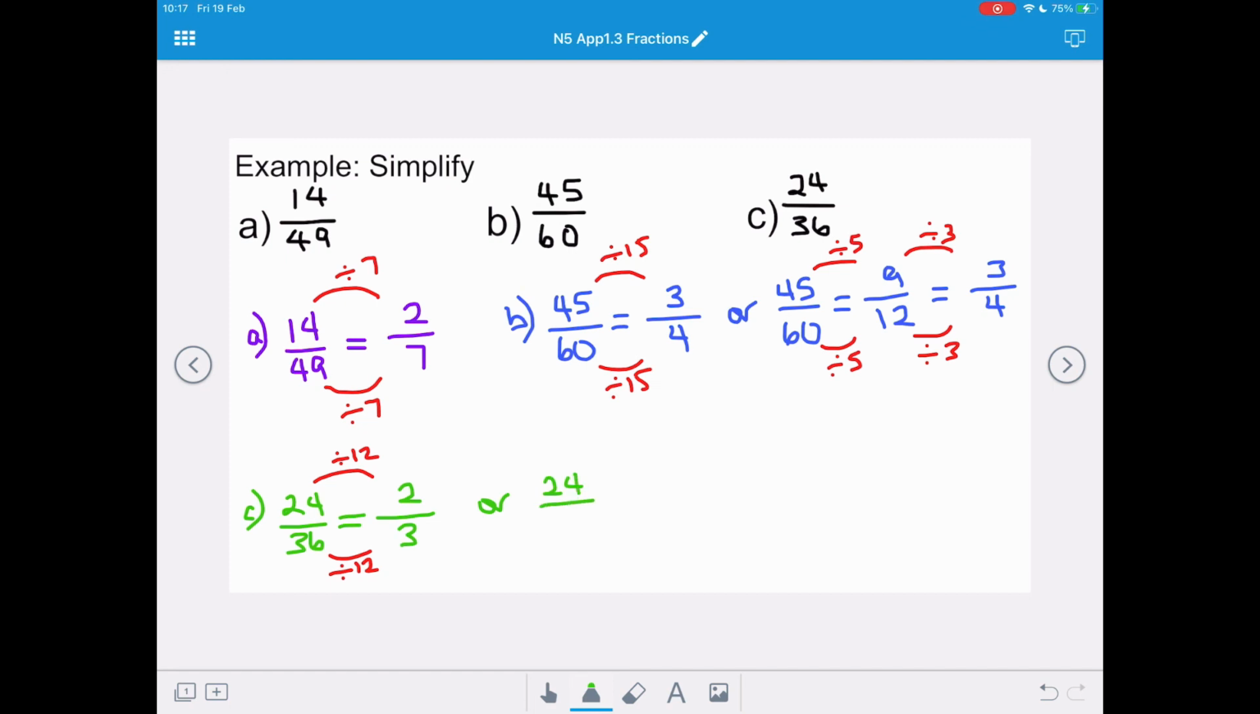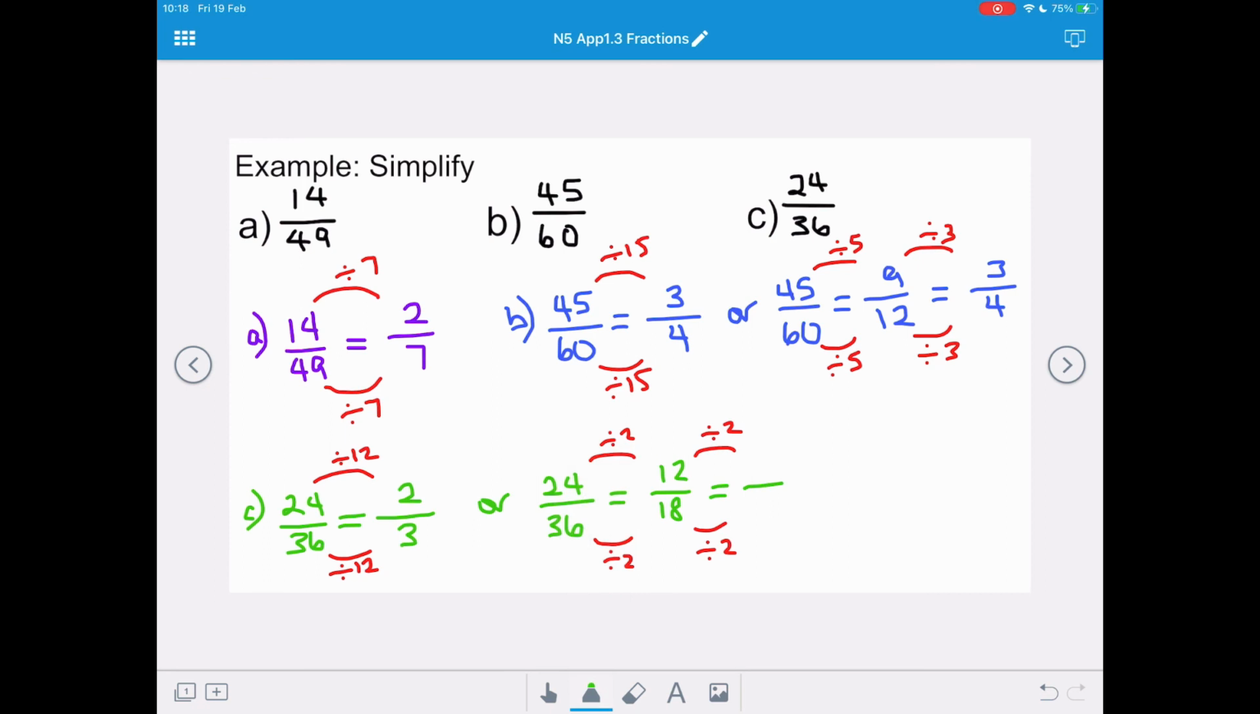Now, when it's an even number on the numerator and the denominator, we can always divide by 2. And we just need to keep checking whether or not we can still simplify our fraction so that we get to the same end point as we would using the highest common factor. So dividing 24 over 36 by 2, we get 12 over 18. If we divide that by 2 again, then we're going to get 6 over 9.